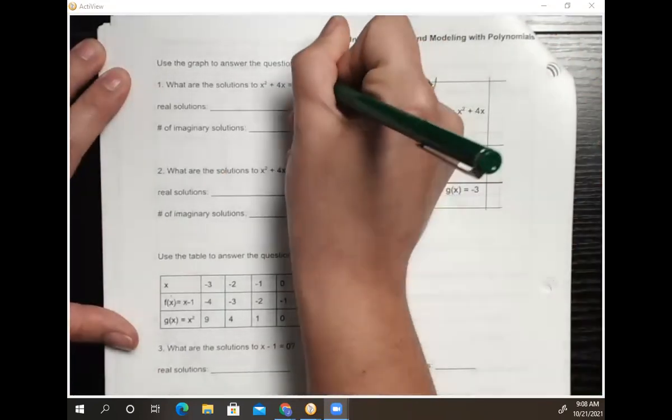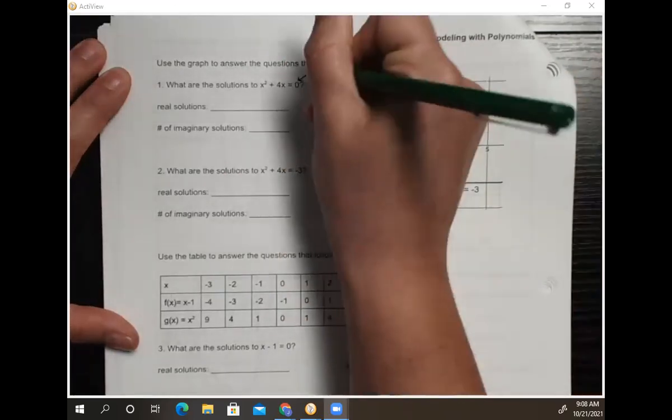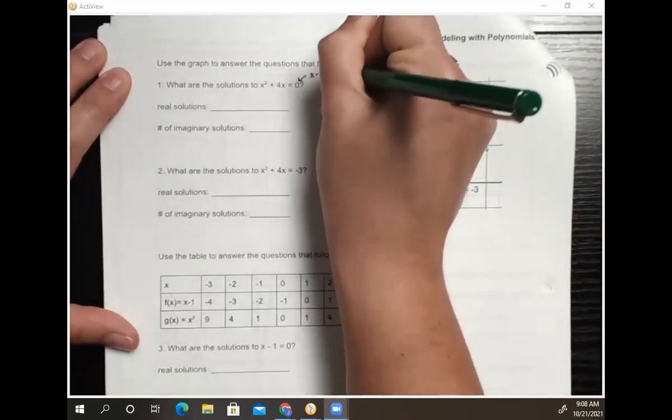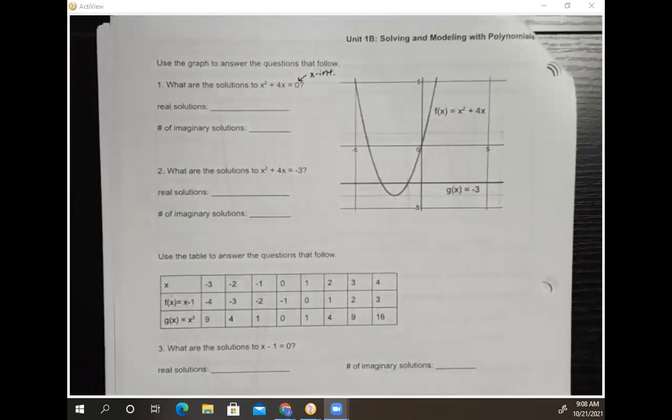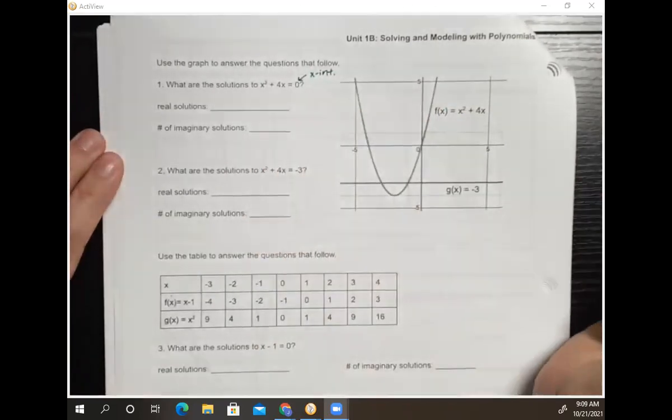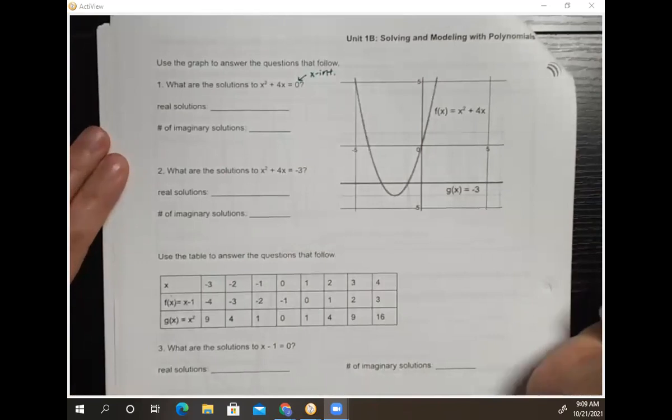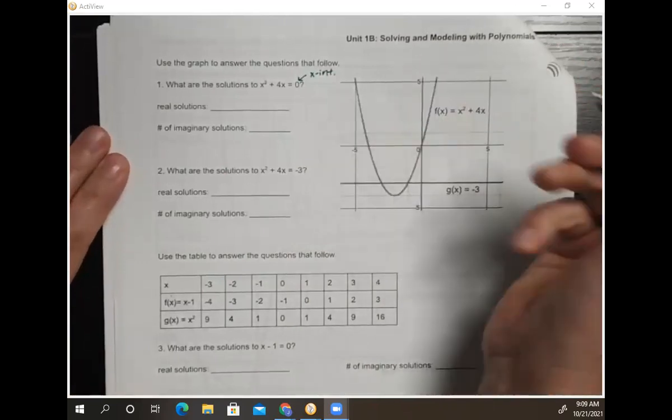If I want it to equal 0, that means I'm looking for x-intercepts. The 2 big options when we were solving using graphs was, does this function equal 0 or does it equal another thing? If it equals 0, we're looking for x-intercepts. If it equals another function, then we're looking for those points of intersection. Here, since we equal 0, we're looking for x-intercepts, where this function hits the x-axis.